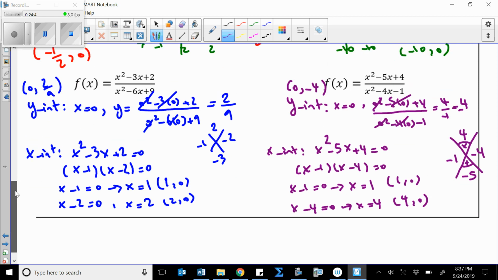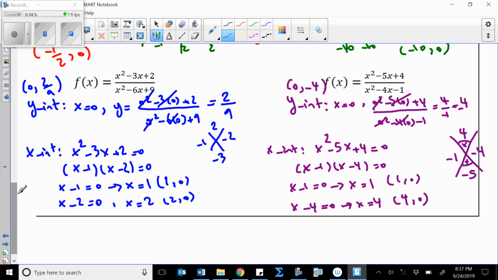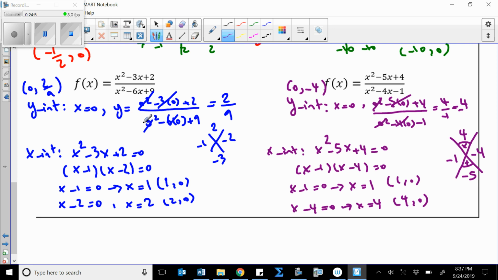So in today's lesson, we learned how to find x and y intercepts and also horizontal and vertical asymptotes to graph a function. We will learn more in the next lesson.